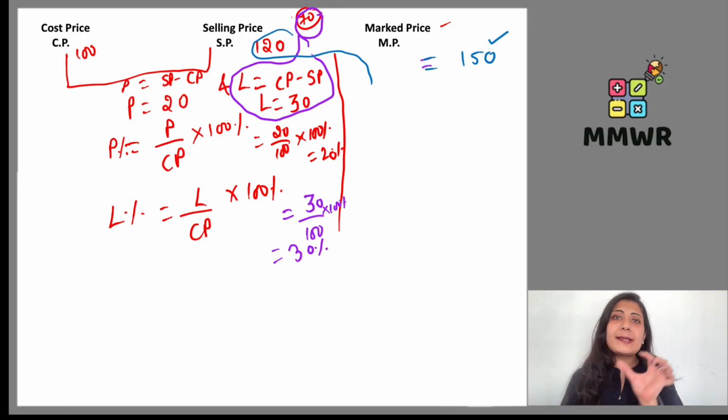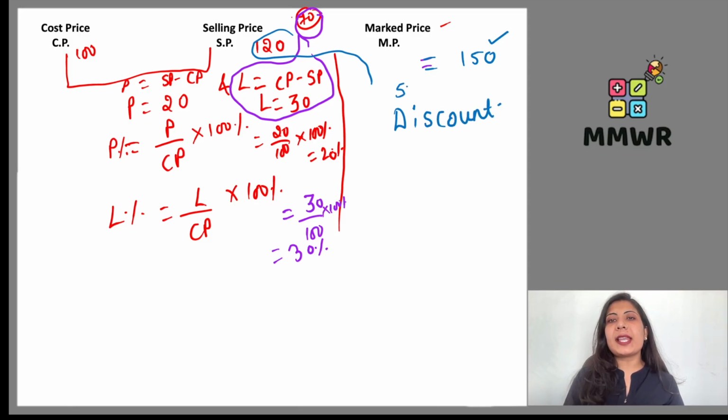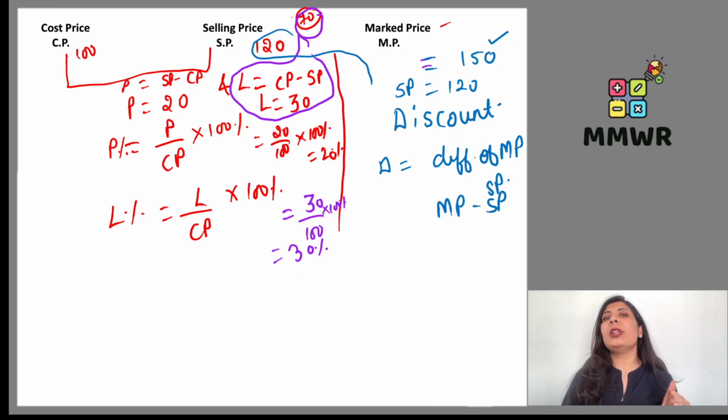तो marked price और selling price के बीच में जब हम deal करते हैं, in that case always it will be discount. If I am going to sell it in rupees 120, so discount formula is again the difference of marked price and selling price. Of course, marked price has to be greater, then only the discount case will appear. So discount is of rupees 30, 150 minus 120 is of 30 rupees discount.